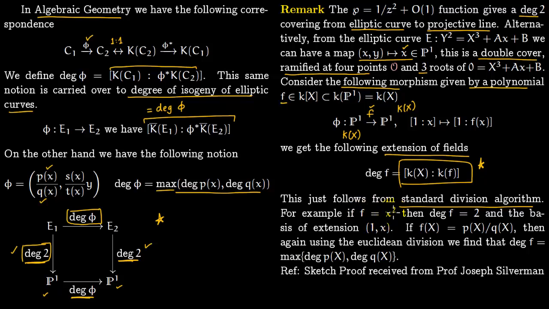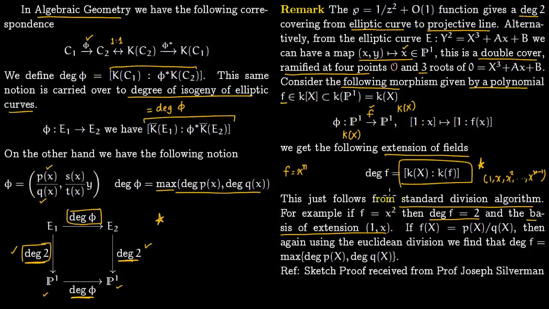Say f is x square. Then the degree of f is 2, and you can see that the degree of the field extension K(x) over K(x square) is also 2. Your basis of the extension is just 1 and x. On the other hand, say f is x^n. Then you have K(x) over K(x^n), and again you will notice that the degree of extension is n. So it is precisely the degree of the map.